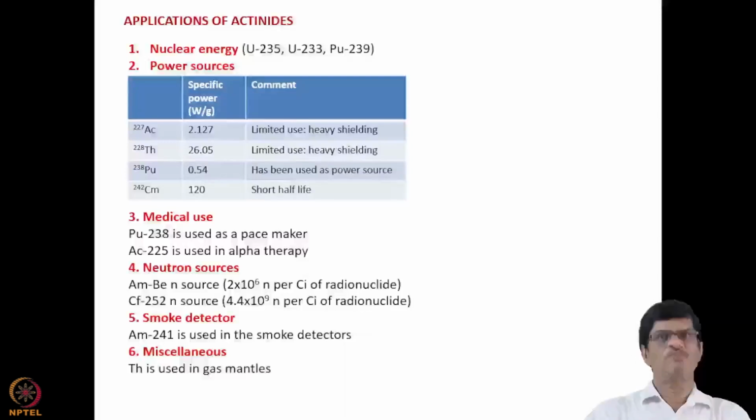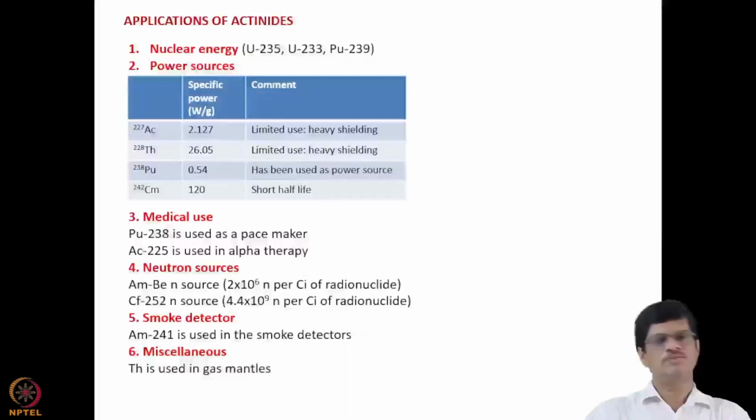Curium-242, which has a specific power density of 120 watts per gram, has a relatively short half-life of around 2.2 years or so, so it also has a very good use as a power source. There are some other applications of the actinides, like plutonium-238 being used in pacemakers. Actinium-225 is used in alpha therapy.